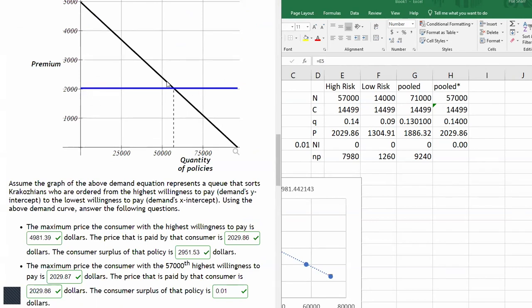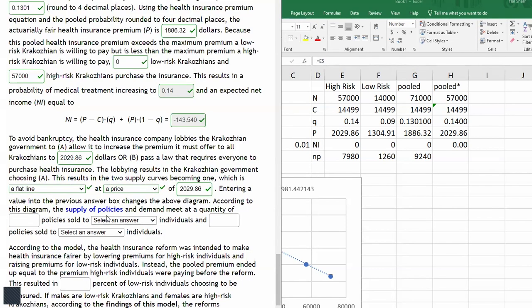This new supply curve crosses demand at 57,000. So the result of the reform will cause the insurance company to go bankrupt at that pooled premium of $1,886.32. To avoid that, the government allows the insurance company to raise the premium so that they just break even. Having that premium at this high level eliminates everyone from the pool except the high risk. According to this diagram, the supply of policies and demand meet at a quantity equal to 57,000 policies sold to high risk individuals and zero policies sold to low risk individuals.